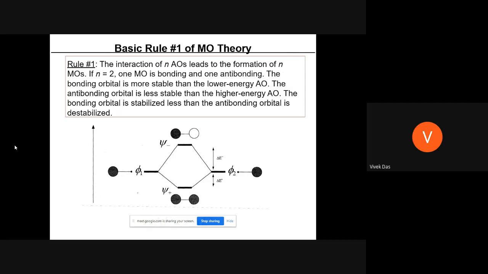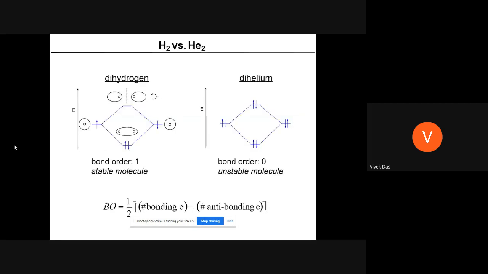So that satisfies this rule: if you add electrons in the anti-bonding orbital, it gets destabilized. This is the catch here. This is the simple formula for finding the bond order. From the bond order, you can predict whether it is paramagnetic or diamagnetic, or a stable or unstable molecule. So this is the difference between dihydrogen and dihelium. If you do it for He2+, it has the same structure as dihydrogen, so at that time there won't be any problem.